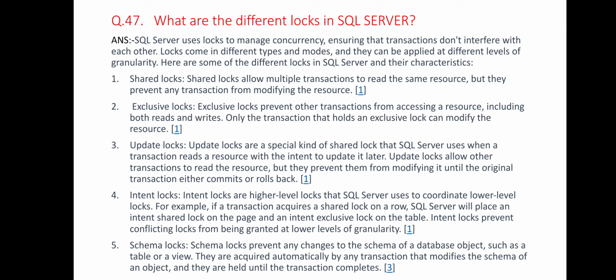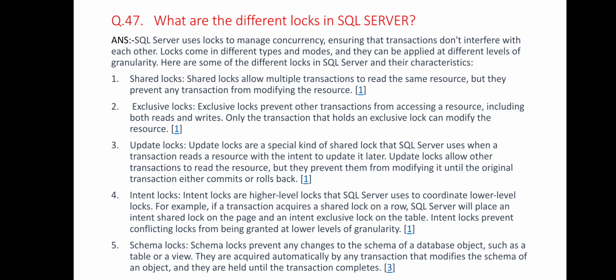Update locks. Update locks are a special kind of shared lock that SQL Server uses when a transaction reads a resource with the intent to update it later. Update locks allow other transactions to read the resource, but they prevent them from modifying it until the original transaction either commits or rolls back.